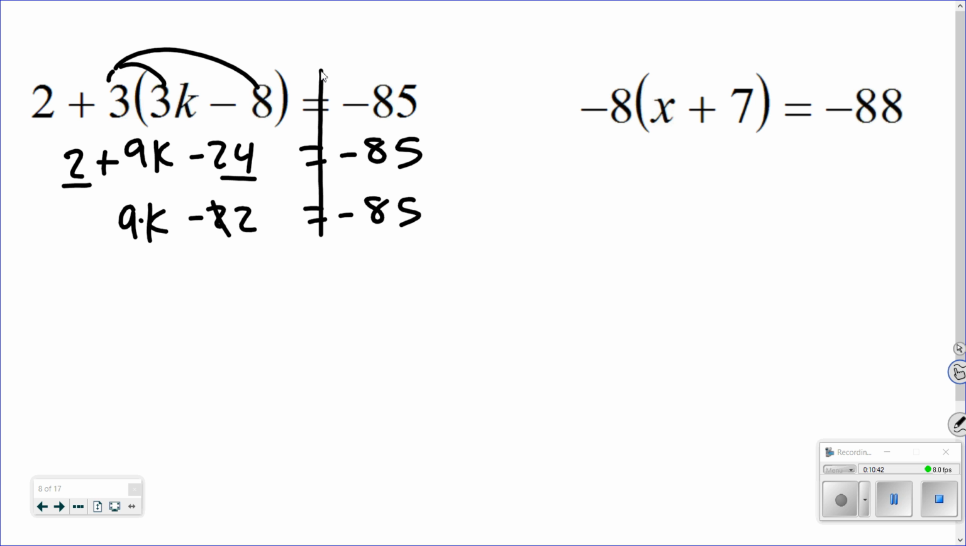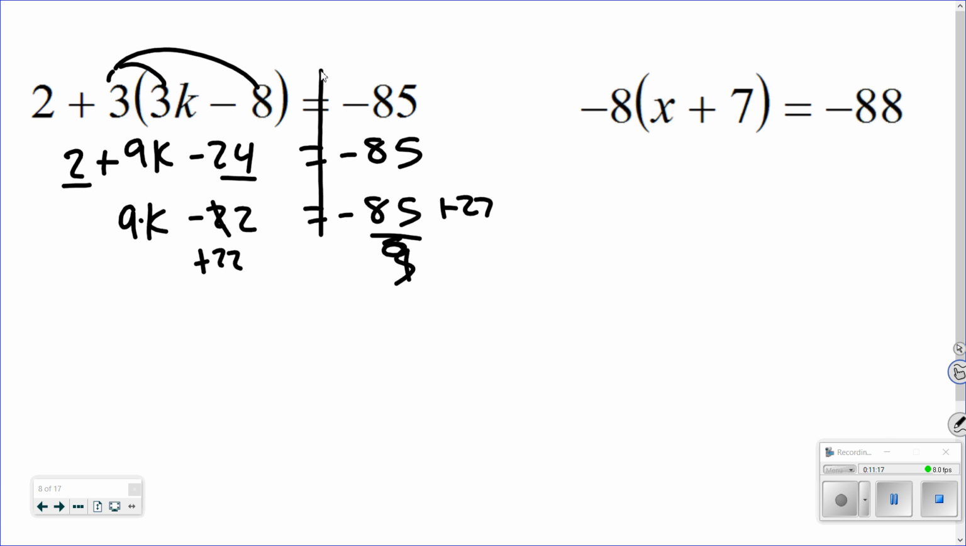Here's the reason why: we could actually divide first, but if you divide first, you have to divide this whole side by 9. So now you'd have 9 divided by 9, which is k, but you have 22 divided by 9. That's some fraction or decimal, and negative 85 divided by 9. If you solve this, you'll still get the same answer, but this becomes a lot harder because of the fractions. That's why normally, in most cases, when we get to here, it's just easier if I add the 22 first, and then divide afterwards.